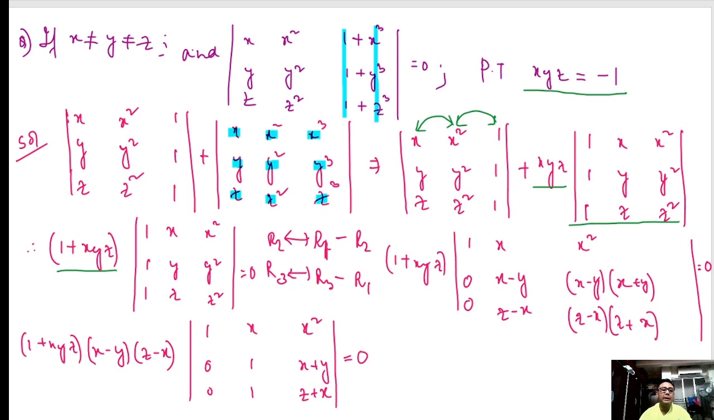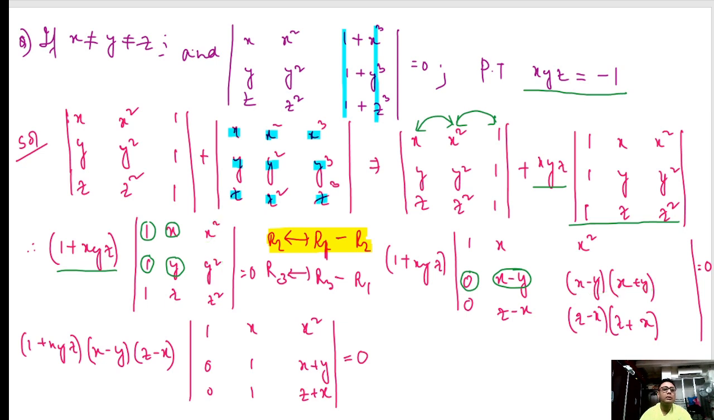Clear? Now applying this operation, that means in R2 we will do R1 minus R2. So this will become what? 0, and we will put it in R2. Clear? Then we will do x minus y and put it in R2. Then we will do x square minus y square, which is x plus y into x minus y, and we will put it in R2.